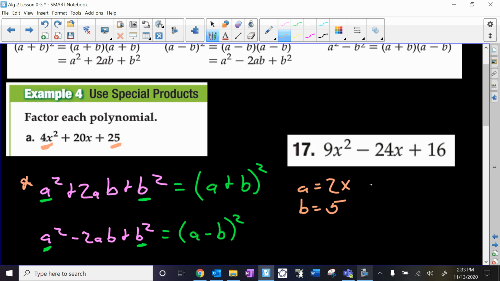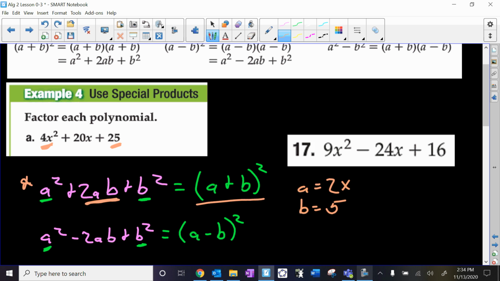Now the other thing that we need to test is this middle term, 2ab. We need to make sure it works. So I'm going to take a times b and then double it to see if I get 20x. So 2x times 5 is 10x, and if I double it, it'll get me 20x. So there we go. I know that this is a perfect square trinomial because when I took a times b and doubled it, it got me the middle term.